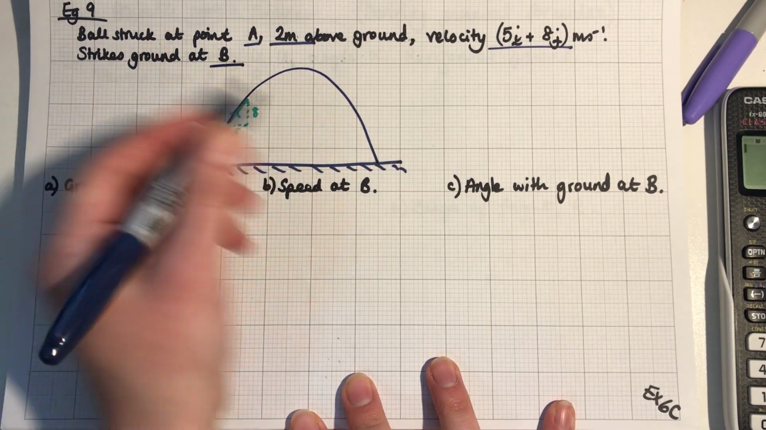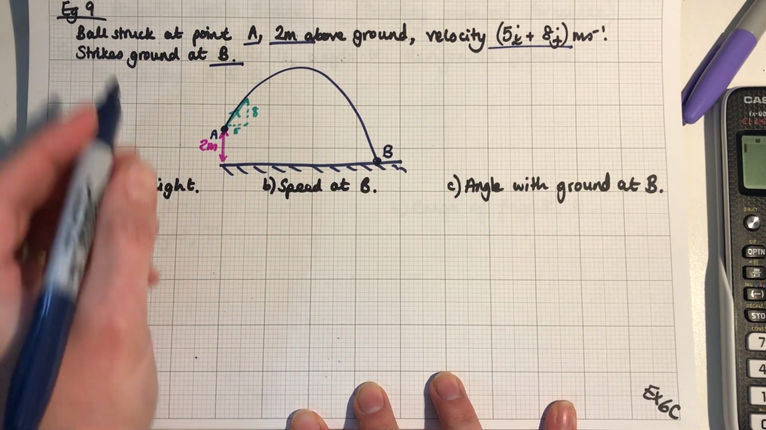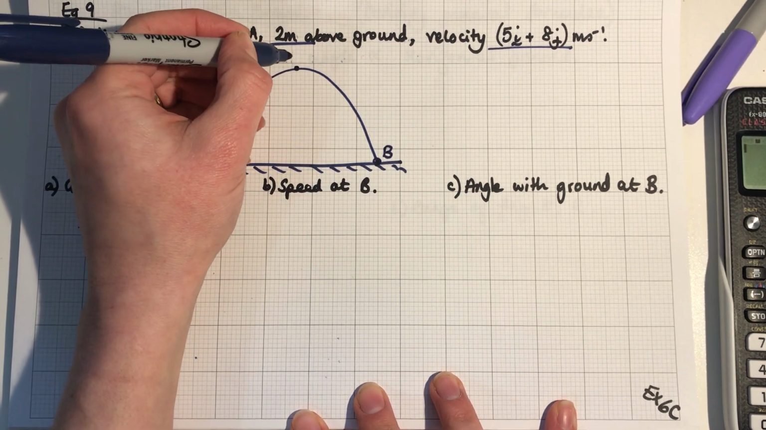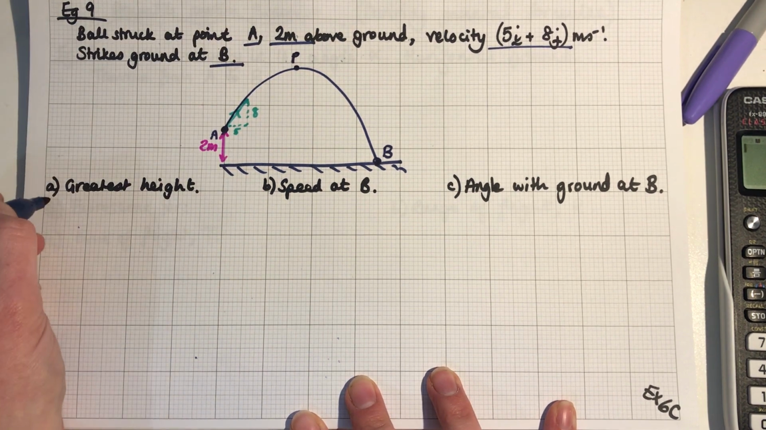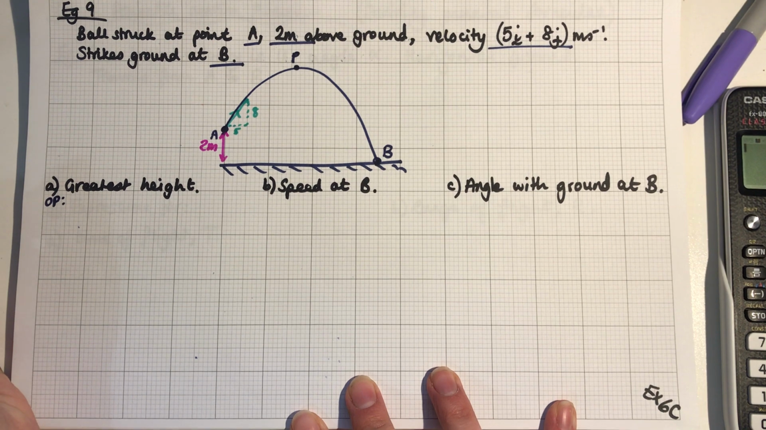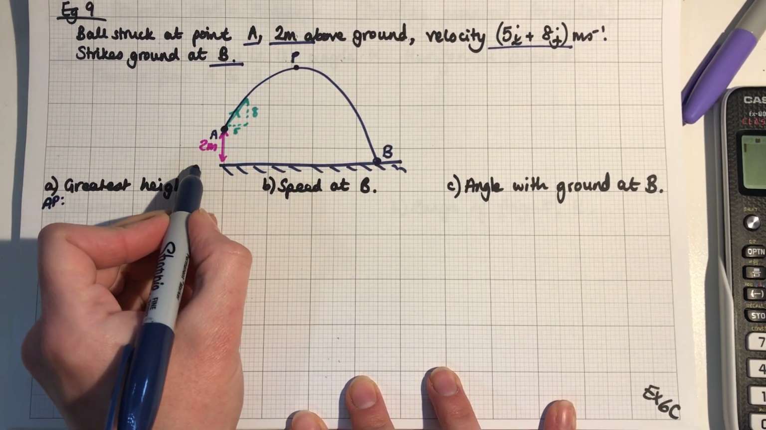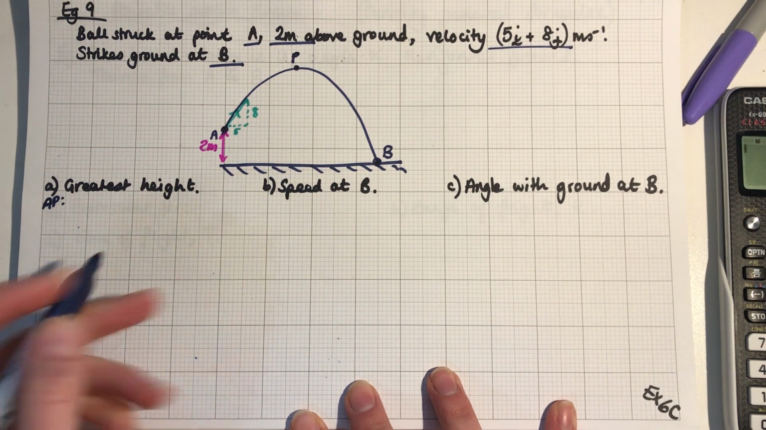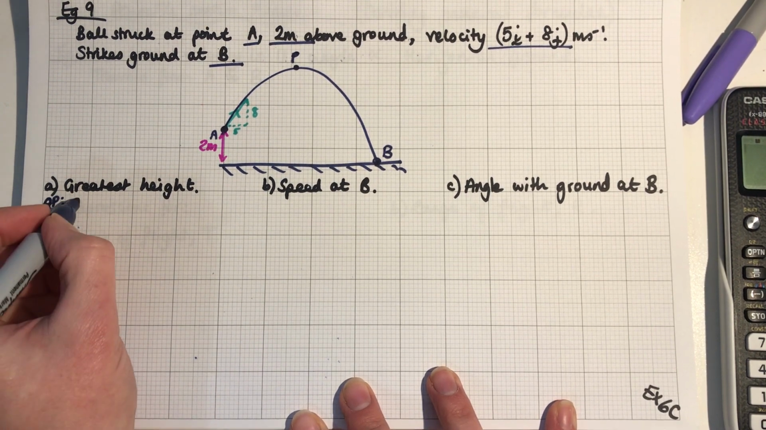It strikes the ground at B. So here's point B. First of all, we've got to find the greatest height. Let's call this greatest height point P. So we do see that from O to P. It's not O, is it? It's A this time. I tend to reserve O for something starting on horizontal ground, because it's like the origin where we're starting. So A to P this time.